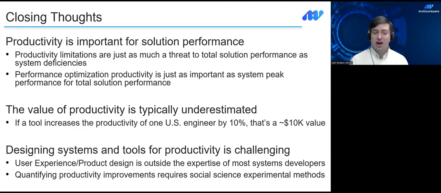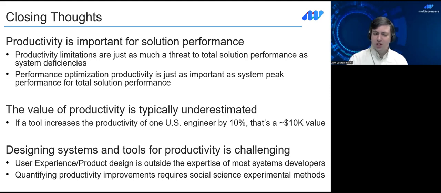One of the reasons that I think we undervalue them is actually that it's really hard to measure and develop productivity tools. Designing systems and tools for productivity is challenging for those of us with a computer systems background. We're used to being able to put down quantitative performance metrics that we can hit and measure easily. The problem is that productivity is much more about user experience and product design, which is not generally the expertise of people that are designing systems or doing performance optimization on systems.